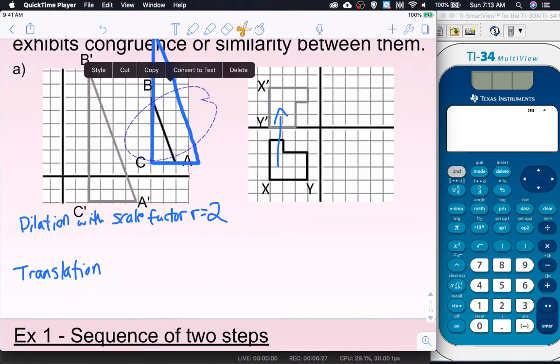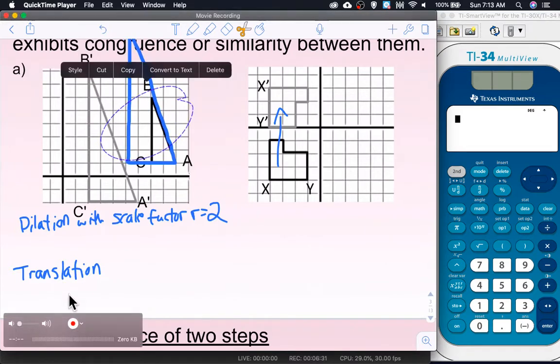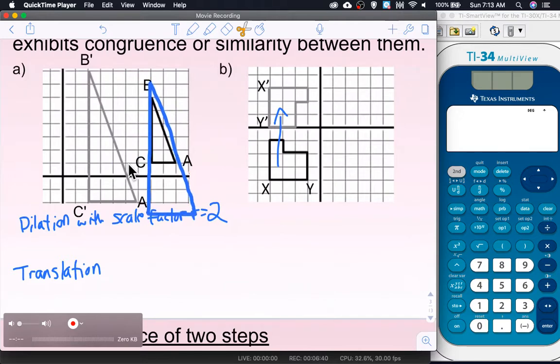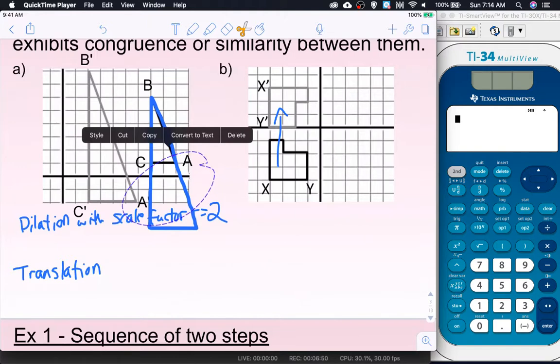But I didn't have to pick point C. I could have said, let's dilate from point A. And that's actually going to change our translation, because now to move this down here, it's different. Or I could have said, let's dilate from point B up there. Now, this translation is going to be different. So there's a variety of different answers you could have said.